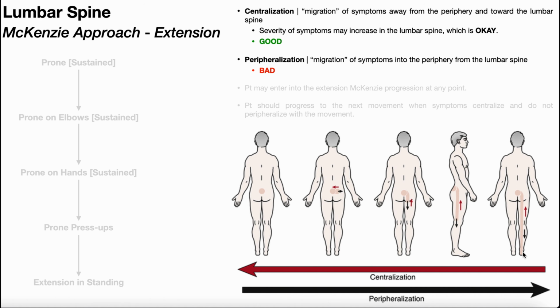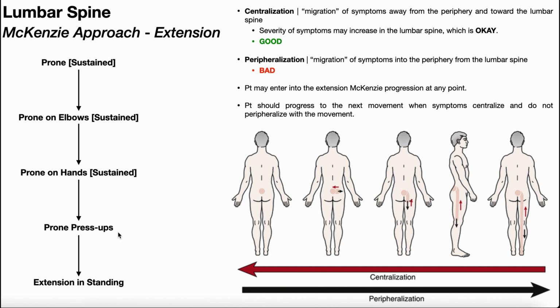We actually want the symptoms to be going in the opposite direction. So these symptoms that are going all the way to the bottom of the lower extremity, we want them to retract back up the lower extremity and essentially be concentrated here in the low back. That process is centralization. Centralization is the migration of symptoms away from the periphery and toward the lumbar spine. Movements that centralize are good and are used in the treatment of that patient. Note that sometimes with centralization, you can have an increase in the severity of the low back pain. That is okay as long as the symptoms in the lower extremity are retracting back toward the lumbar spine. So finding a directional preference means finding a series of positions or movements that appear to centralize the patient's symptoms.